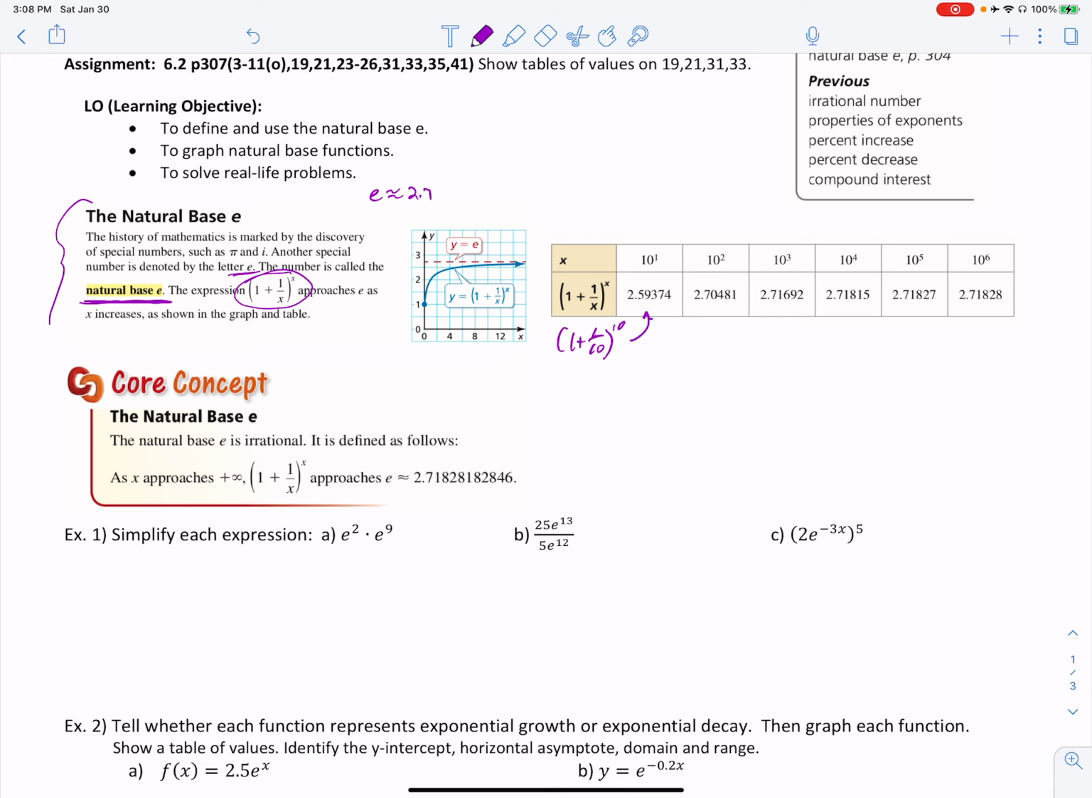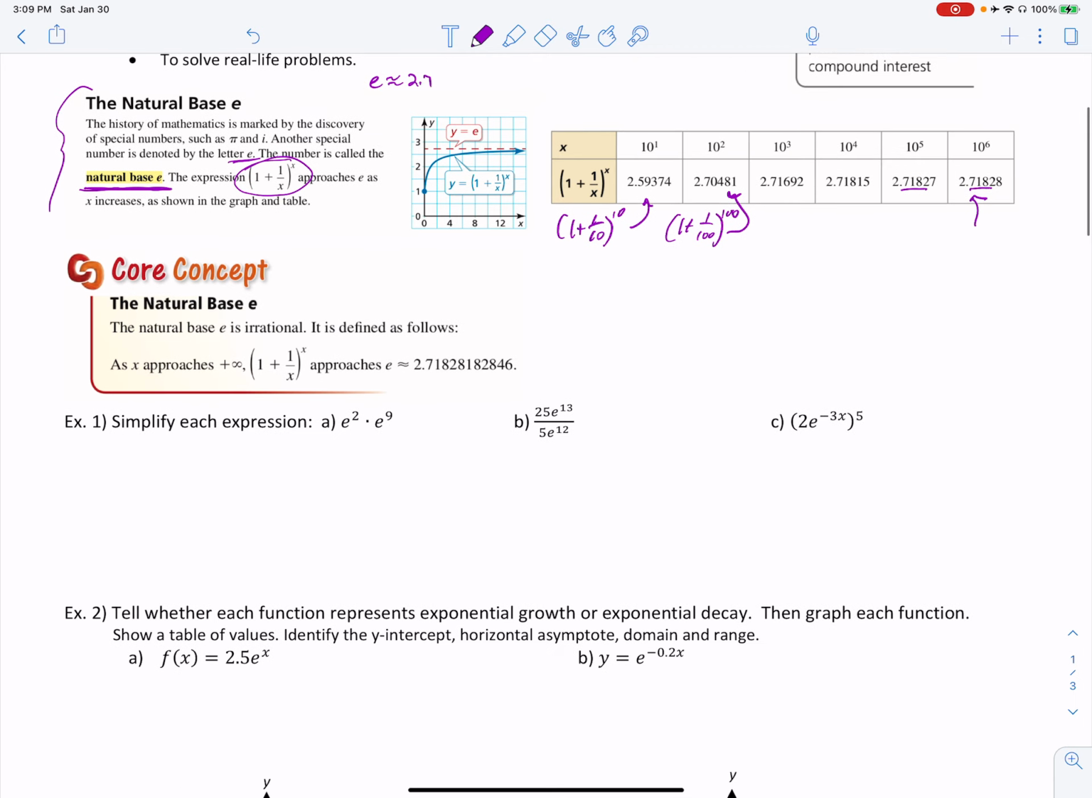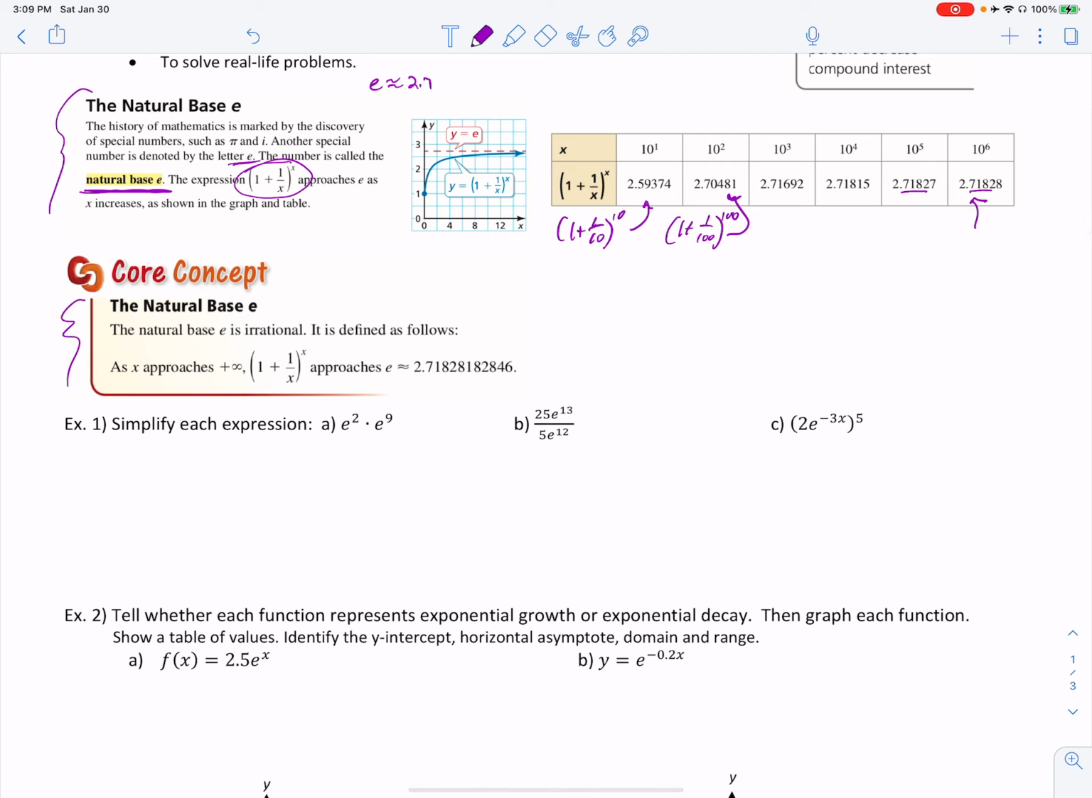If you instead let it be 100, 1 plus 1 over 100 to the 100th, then you get this value. With 10 squared, notice now that's 2.7. And as it's 10 to the 6th, we're getting closer. Notice that these are agreeing to 4 decimal places. And so as you increase the value of x, this approaches the value of e. And so the natural base e is irrational, and it's defined as x approaches positive infinity, this approaches e.